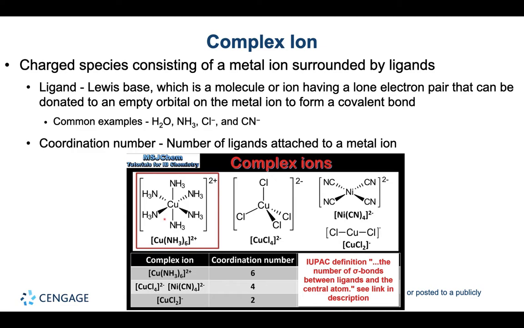So some common ligands would be water. Ammonia has an unbonded pair of electrons, a lone pair of electrons. Chloride makes a good ligand. Cyanide is also a good ligand.